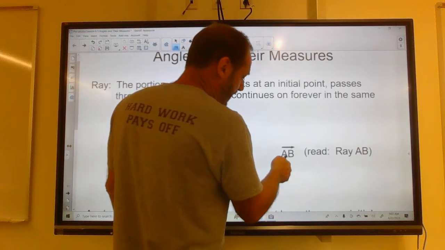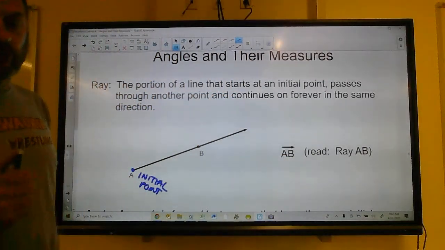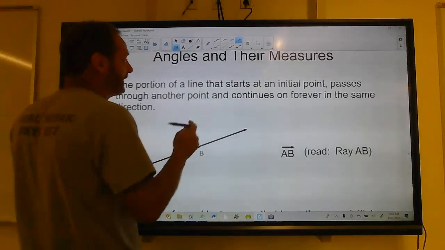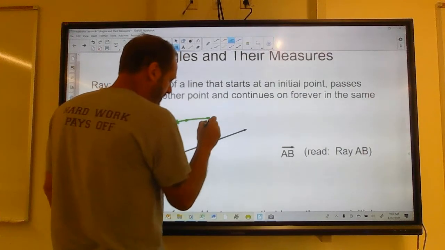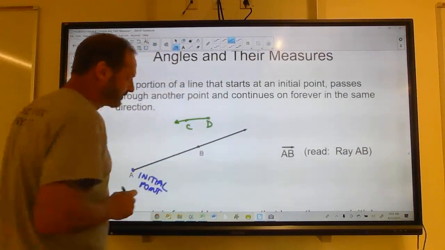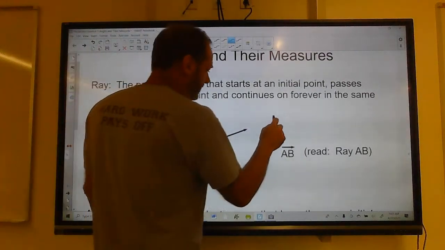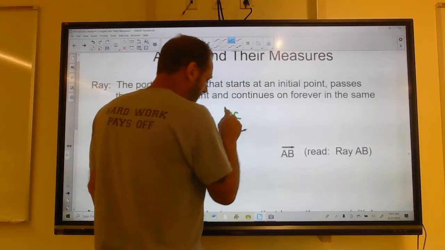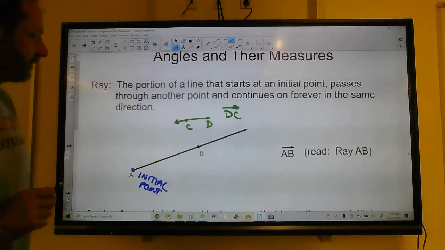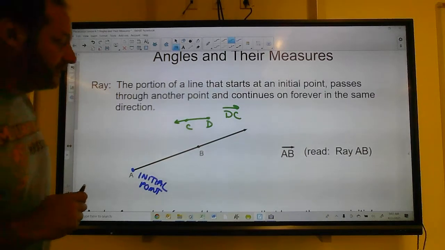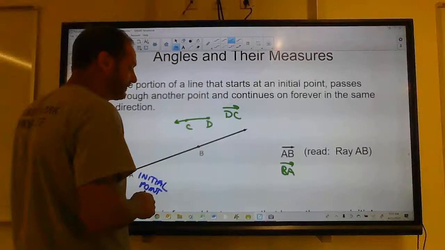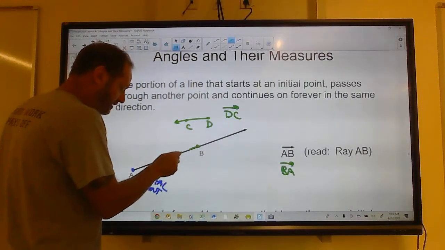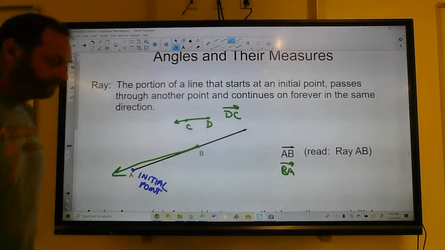When we write it like this, this is read as ray AB. You always start with the initial point, and the arrow always goes to the right. Even if the picture were to look something like this, I would write that as ray DC, with the arrow going to the right. Keep in mind ray AB and ray BA are two entirely different things. Ray BA starts here, goes that way.